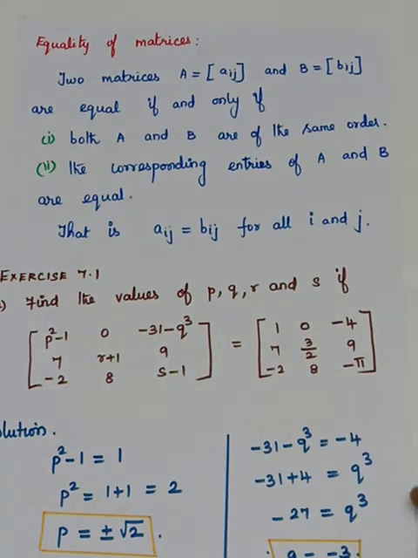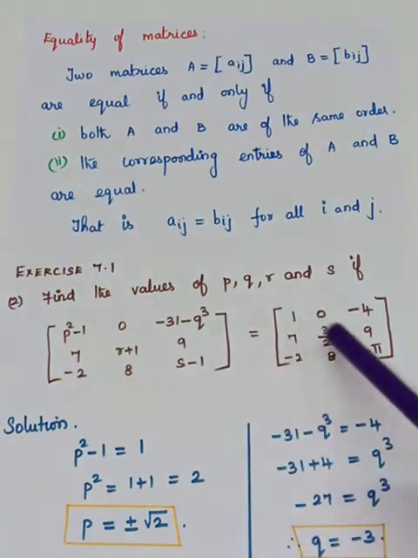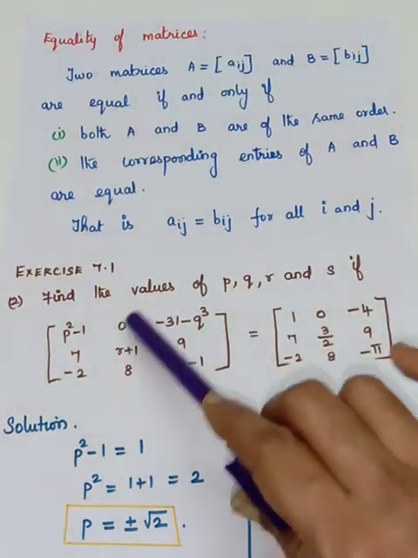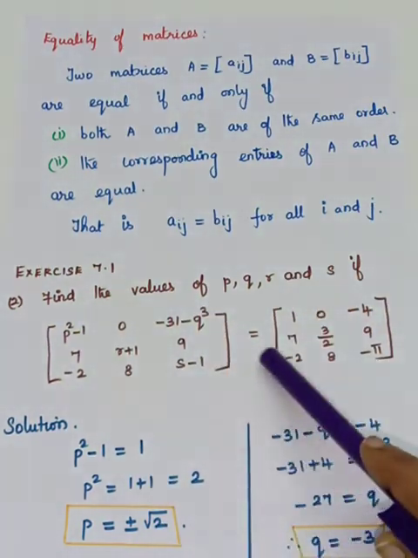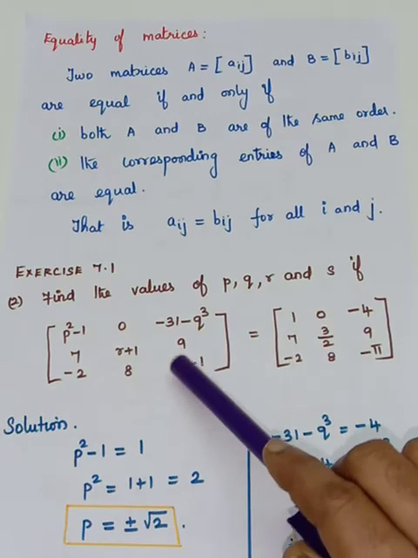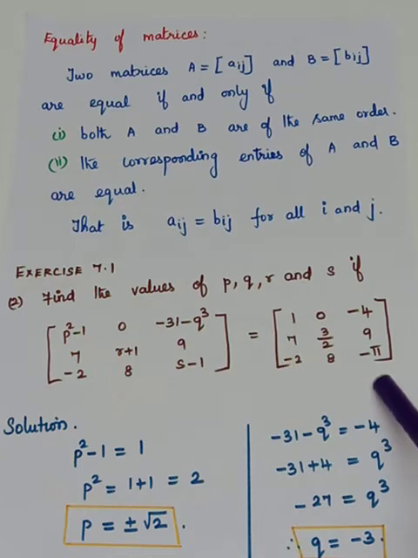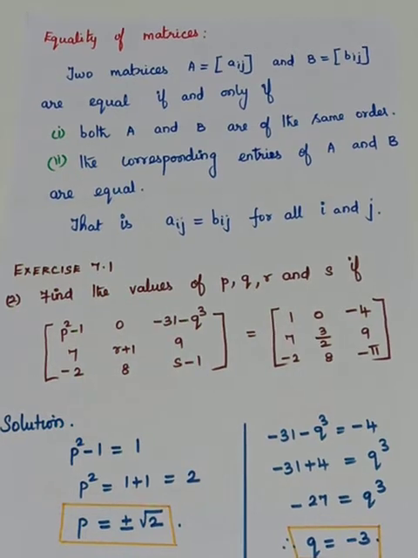Using this we are going to do the problem, exercise 7.1, second problem. Find the values of P, Q, R and S if these two matrices are equal. Here the left side one matrix is given which is equal to the right hand side matrix. So when the two matrices are equal, the order should be the same. What is the order of the left hand side matrix? It is a 3 by 3 matrix. The right hand side is also a 3 by 3 matrix. So the orders are the same. And the next one, the corresponding entries should be the same.